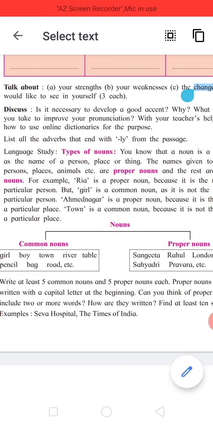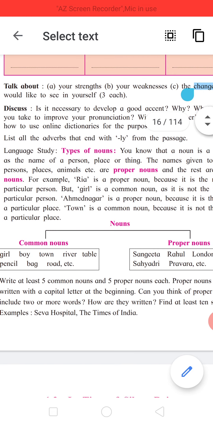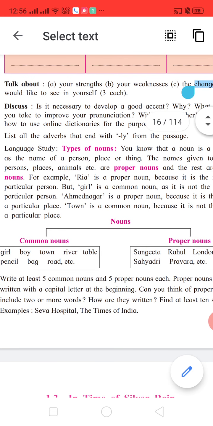And the spelling of nicely is n-i-c-e-l-y. So this word nicely is ending with the letters ly. So this will be an adverb in the sentence. The same way you have to find out all the adverbs which are given in the passage, all the adverbs ending with ly, and write them over there.